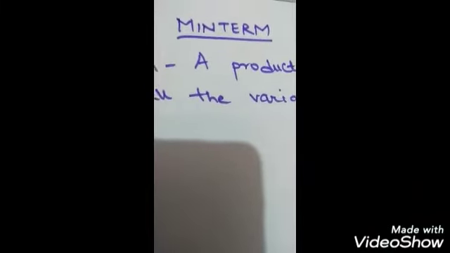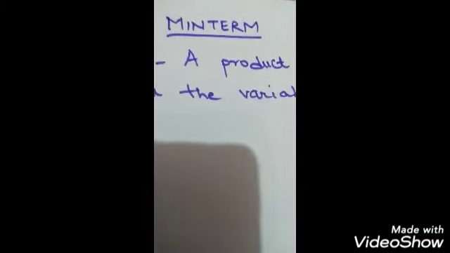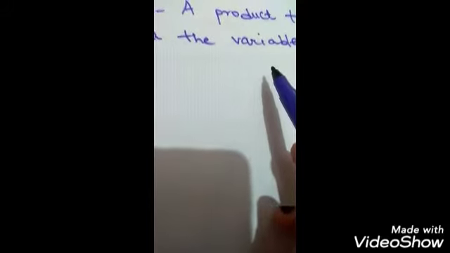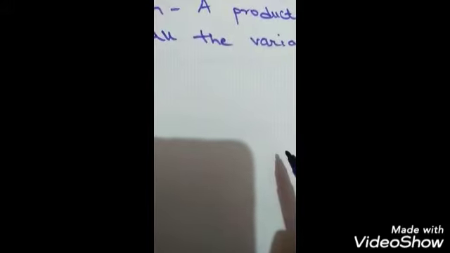Today we will study about minterms. So basically, what are minterms? Minterms definition: a product term which contains all the variables. Means these are the terms which contain all the variables, whether it is complemented or uncomplemented. Let us see one example.